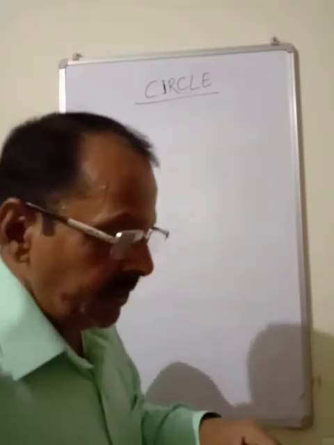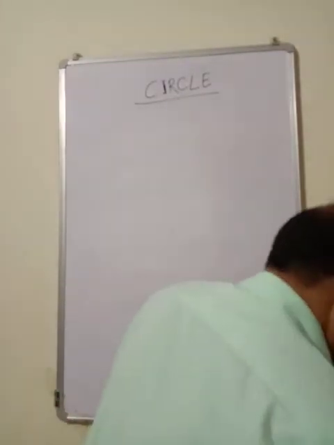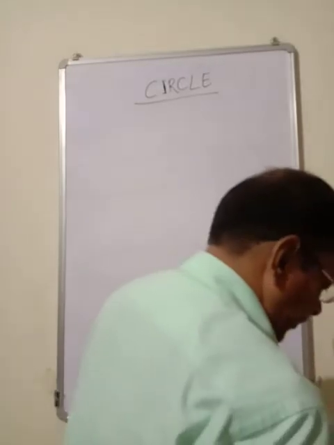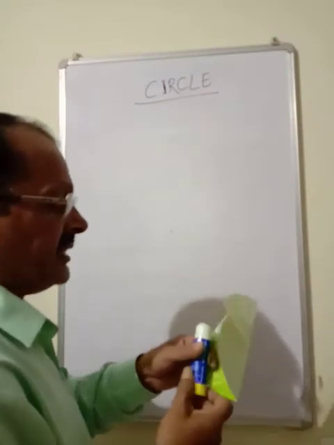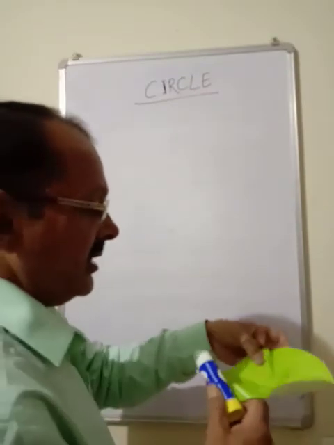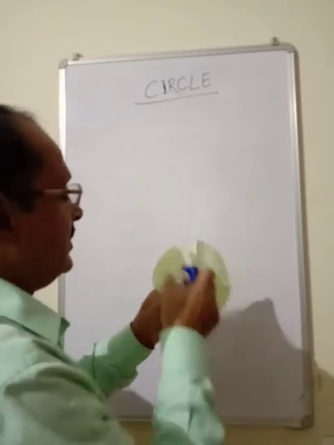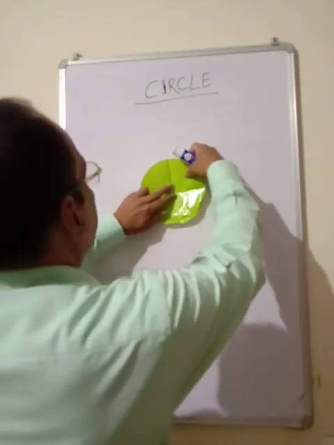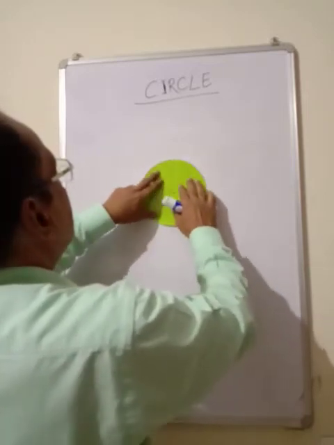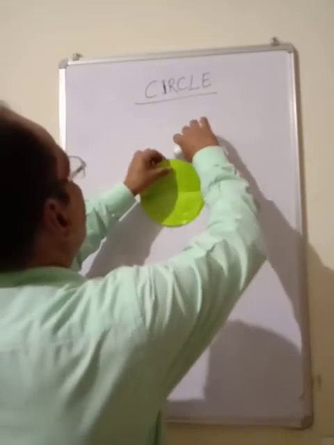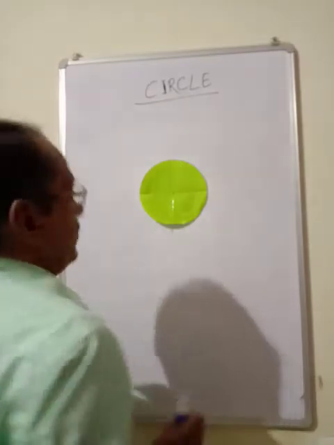Now I am going to paste it, and we can easily see the parts of the circle.